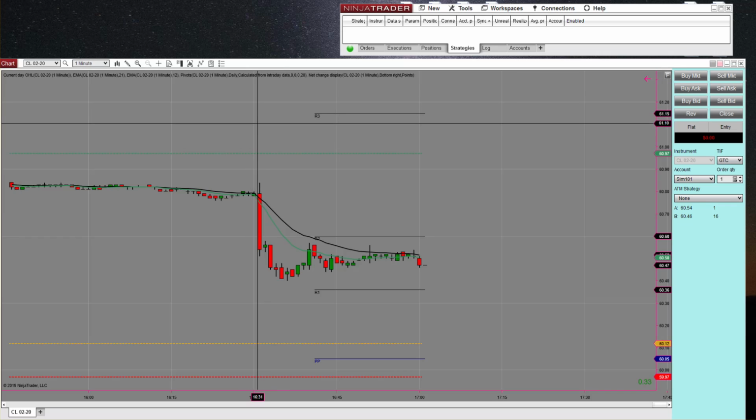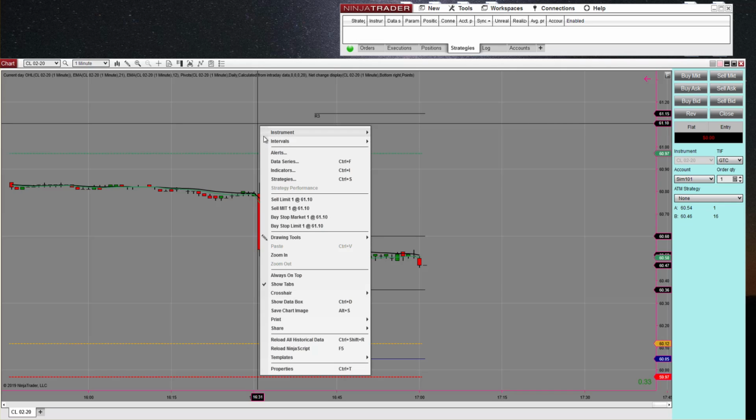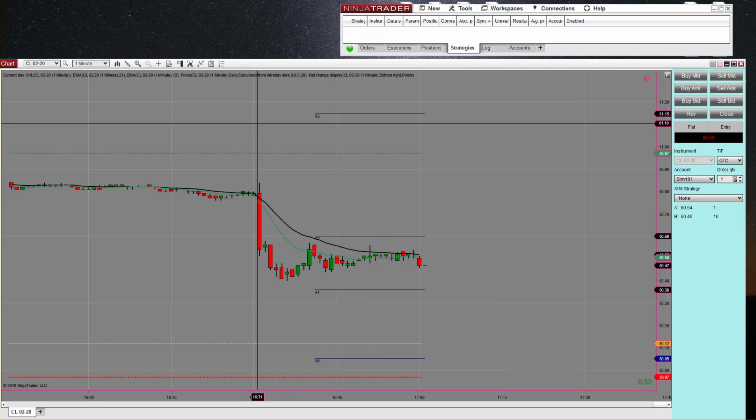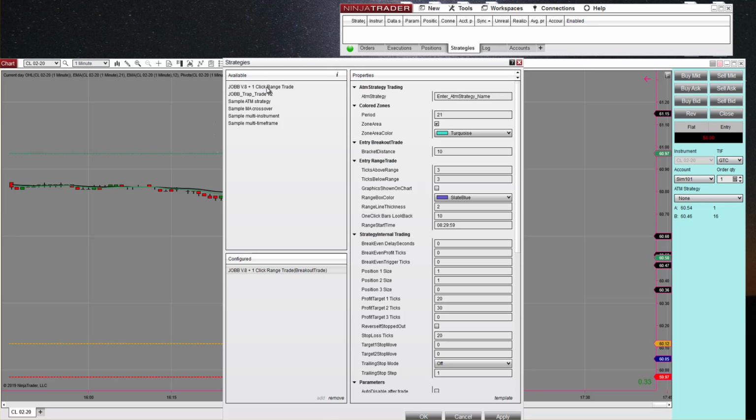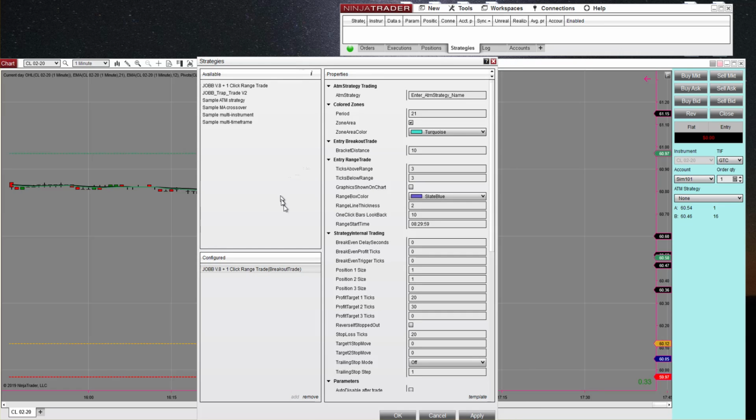Our software lets us right-click the chart and click the mouse button on strategies. We click the name of our software, and then it shows up in this configured panel, and then it turns our software into a giant ATM, an automatic trading methodology. But you don't have to learn a complicated language. You just fill in the blanks. And for the range trade, you have to know the starting time of your range and the ending time.